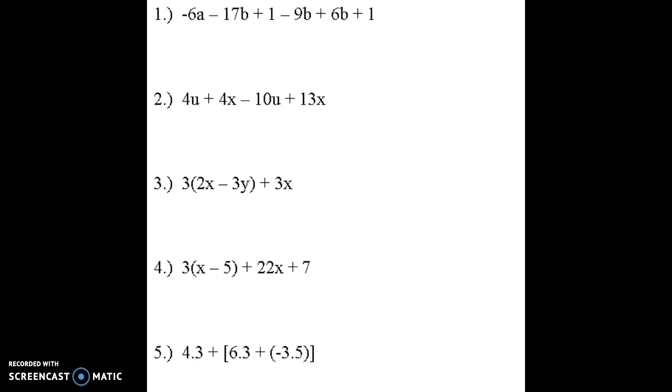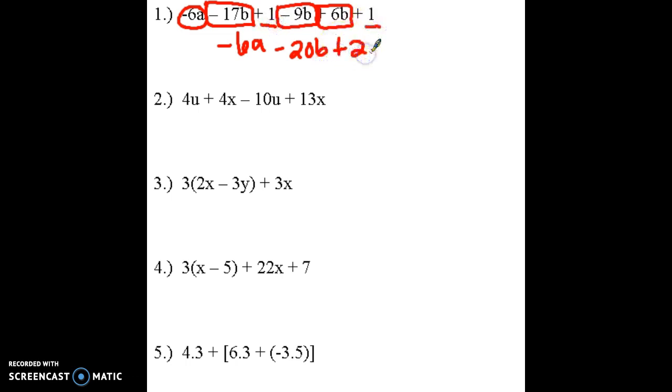I'm going to circle everything that has an a, including the sign in front of it. Negative 6a is the only thing that I have. So now I have everything with a b, including the sign in front of it. Negative 17b plus negative 9b is negative 26b. Negative 26b plus 6b is negative 20b. And 1 plus 1 is 2. So my answer is negative 6a minus 20b plus 2.